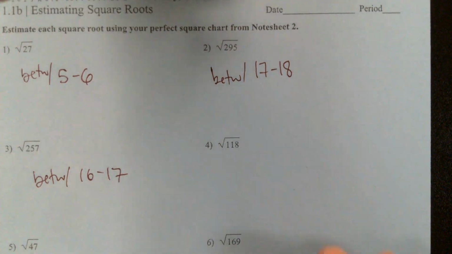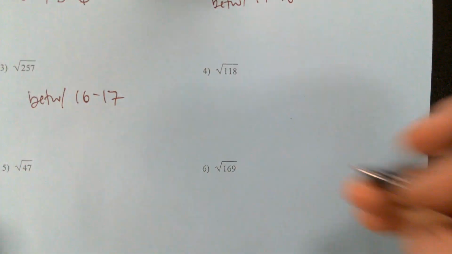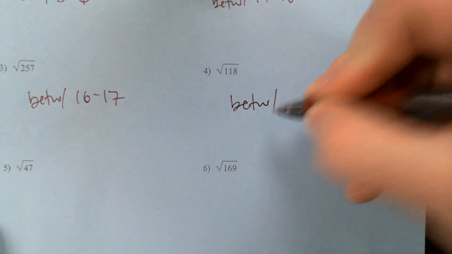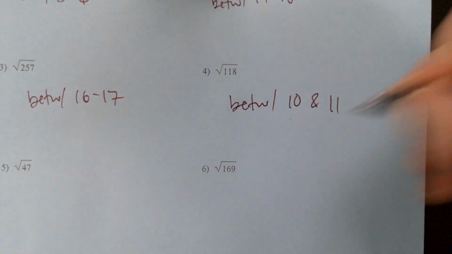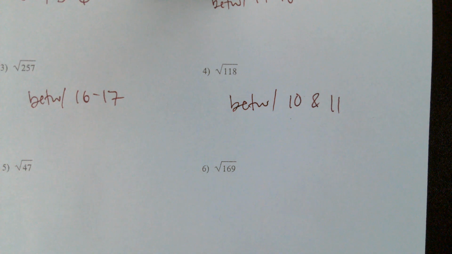118, someone help me out. Where's number 4 going to fall between? Square root of 118. Jariah, go for it. Between 10 and 11. Perfect. Absolutely right. Thank you, Jariah. Between 10 and 11.